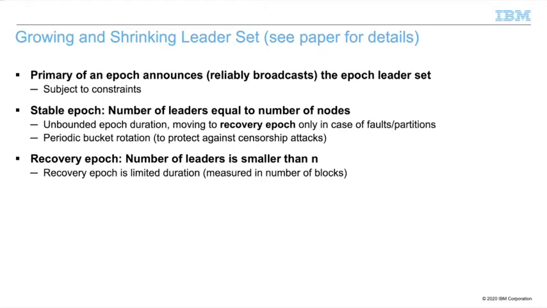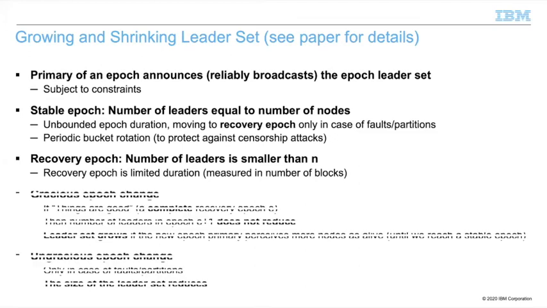However, in a recovery epoch, when the number of leaders is smaller than n, we have a departure from BFT by limiting the duration. There is a configuration parameter which says this epoch should run only for this many blocks or batches. And then, if we successfully finish this so-called recovery epoch, we try to grow our leader set. If the recovery epoch doesn't finish well, and we experience some faults, then we are going to reduce the leader set a bit more.